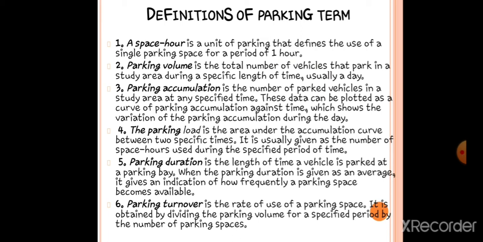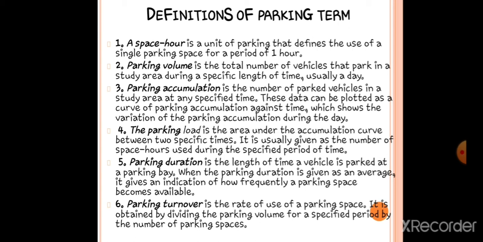Number 2, parking volume. Parking volume is the total number of vehicles that park in a study area during a specific length of time, usually a day. Number 3, parking accumulation. Parking accumulation is the number of parked vehicles in a study area at any specified time. This data can be plotted as a curve of parking accumulation against time, which shows the variation of the parking accumulation during the day.